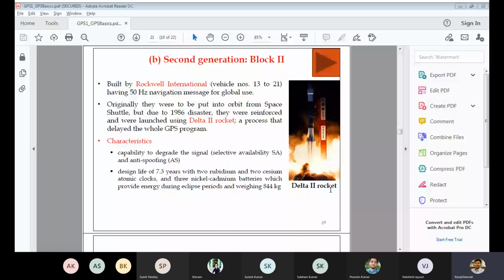Increase in navigational message data storage from 14 days to 180 days. This is very, very important information: Block IIA is an advanced version of Block II with increased navigational data storage capability. That means it can store data for up to 180 days instead of 14 days. Block IIA satellites were launched from 1990. That means it has the facility to update itself.